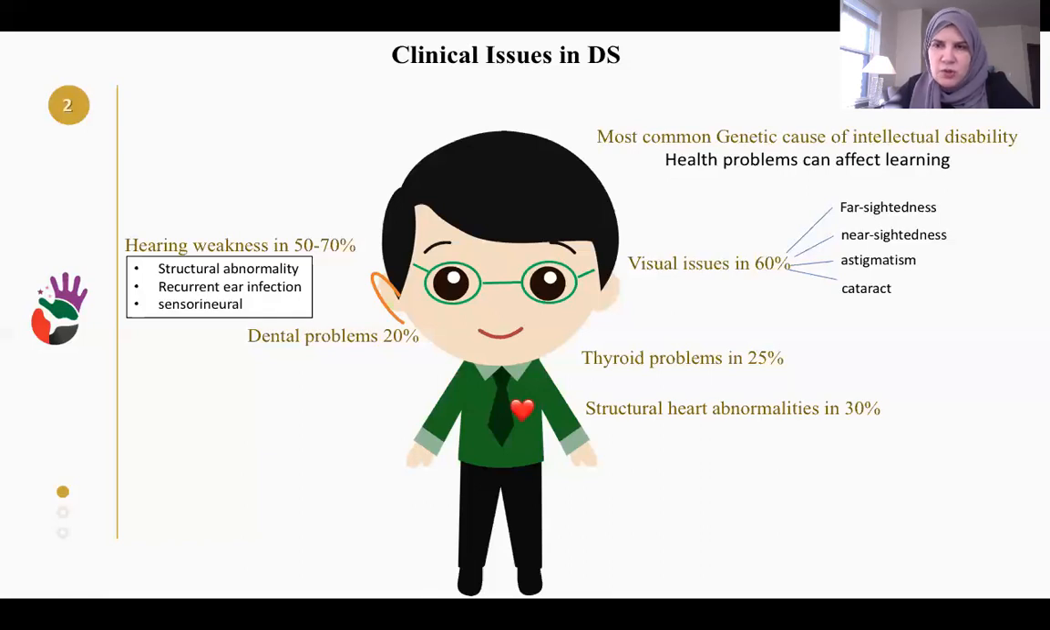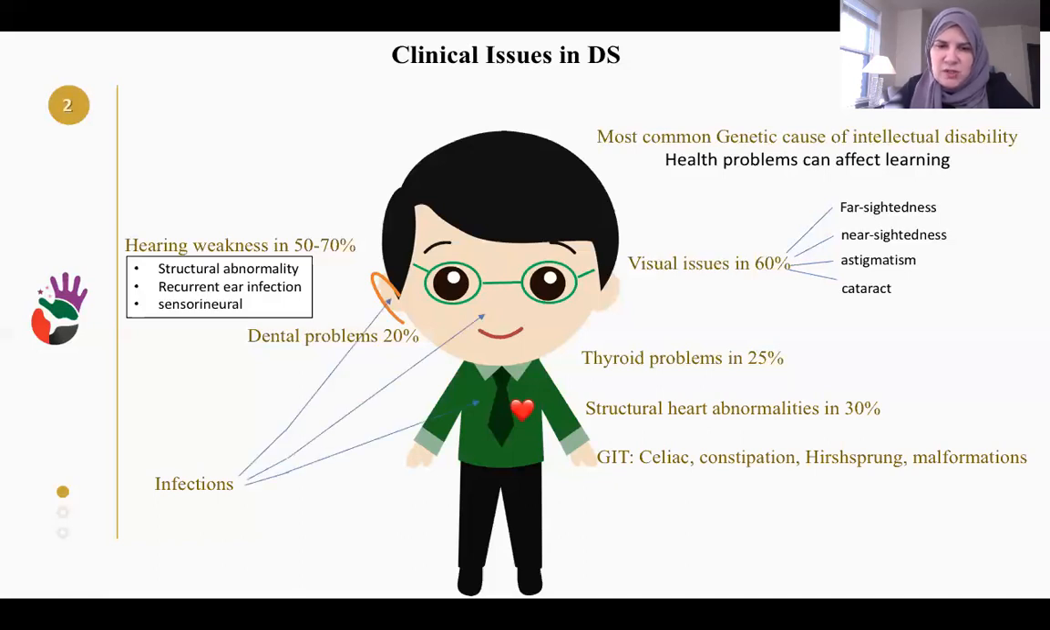One-third are born with structural heart abnormalities. Some of these are asymptomatic, but it's always important to be aware of these and to follow them up. There are gastrointestinal issues that can occur throughout the lifetime of individuals with Down syndrome, and they are prone to different infections of the ear, the respiratory tract, and the skin and other organs.